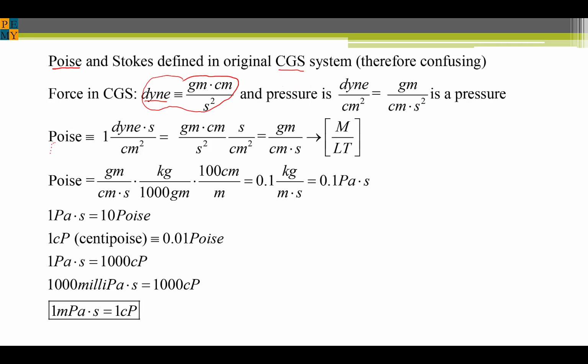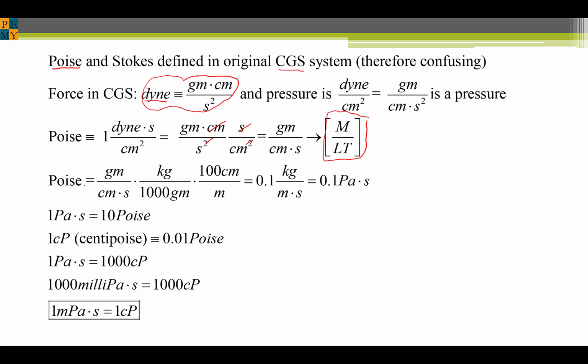So let's convert the poise to SI units. It is defined as 1 dyne second per centimeter squared. This is a force or a pressure times a time unit, just as the Pascal second is, so it is a viscosity. If we break that down into its fundamental units, we see that the centimeters cancel, the seconds cancel, and we end up with a gram per centimeter per second. That has dimensions of mass per length time. Now that is not an intuitive unit, but this is the dimensional grouping for a dynamic viscosity. It's useful to know because you can check your work for mistakes by checking this.